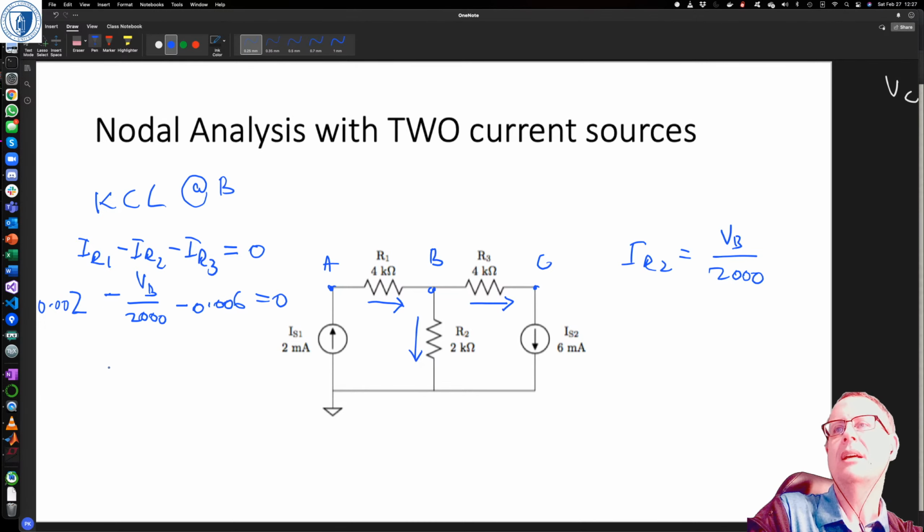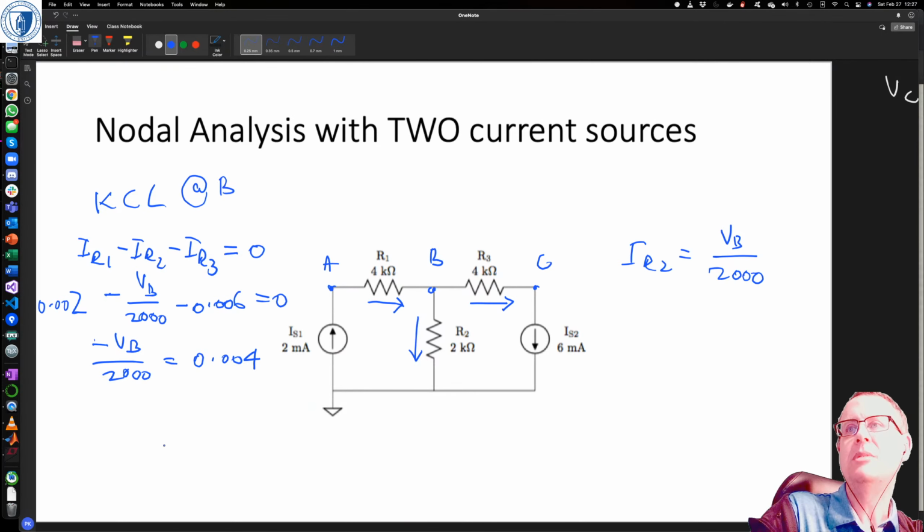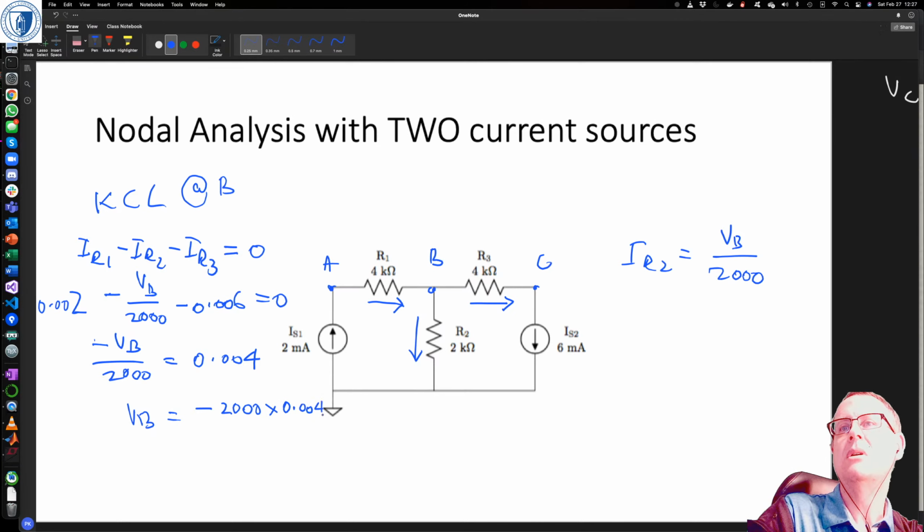Okay, and if we take that across there, we get minus VB on 2000 equals, that's going to be left over with 4 milliamps, 0.006 minus 0.002, so that our VB is equal to minus 2000 times 0.004.